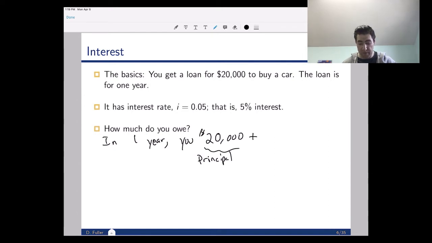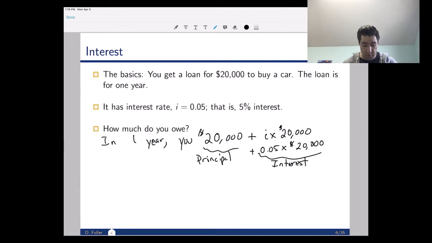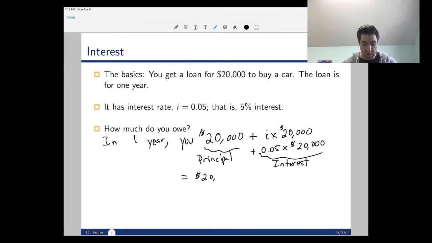The interest, 5%, is calculated on top of the principal. So it would be I times the principal of 20,000, which in our case is 0.05 times 20,000. The interest rate was 5% or 0.05. And this part is the interest that you're responsible for. 5% of 20,000 is $1,000. So how much do I owe in total? Is $20,000 plus $1,000 or $21,000. That's the total amount of money that I have to pay back in 1 year as a result of engaging in this loan or taking out the loan to buy a car.